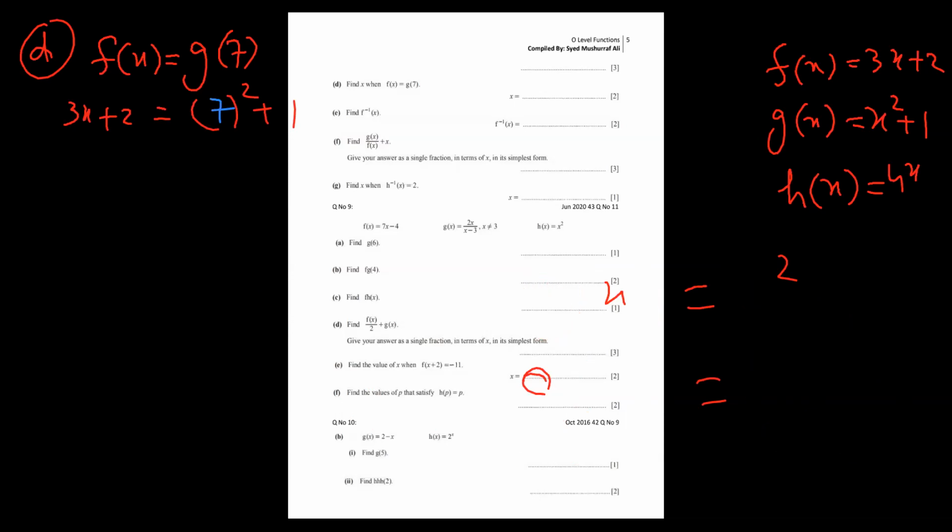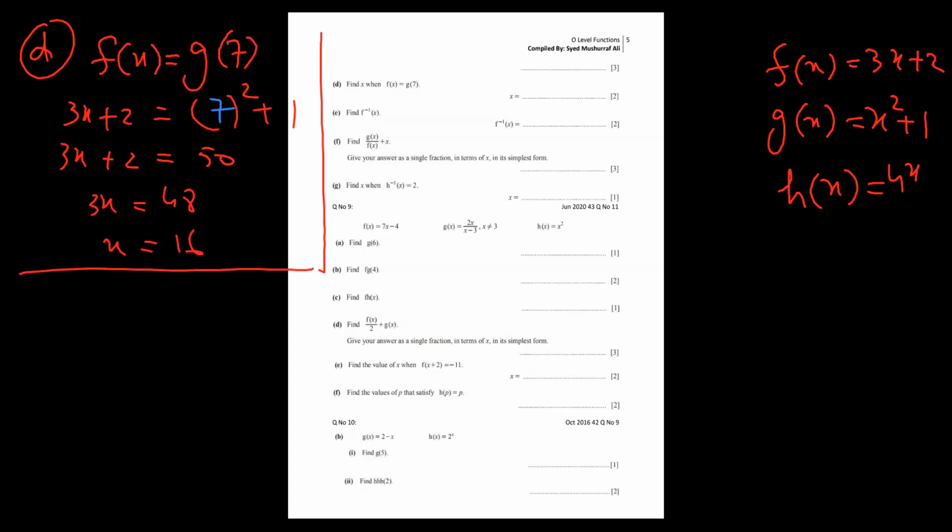Okay, so let's solve the further part. Here I got 3x plus 2 untouched. 7 squared is 49 plus 1, 50 comes. These 2 will go and subtract from there. So I'm getting 50 minus 2, 48. And now this 3 will divide. When I divide, I get 16. So this is my answer for part number D.